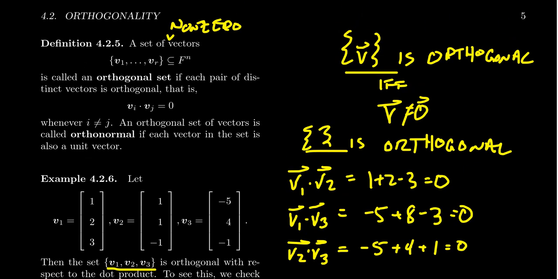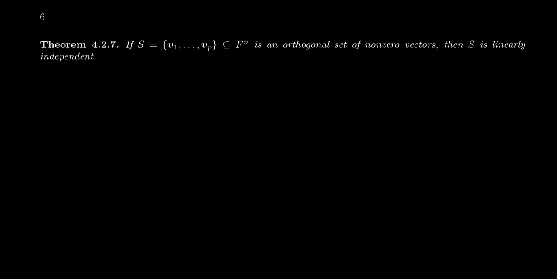So, okay, why is it so important that we throw out 0? Sure, 0 is exceptional, but I could throw 0 in there and it's not going to complicate the issue, is it? Well, it turns out that the main reason we don't want a set containing 0 to be orthogonal is the following. If S is a set of vectors, we'll say v1 up to vp inside of Fn, and if this set is orthogonal and these are all non-zero vectors, then S is actually an independent set.